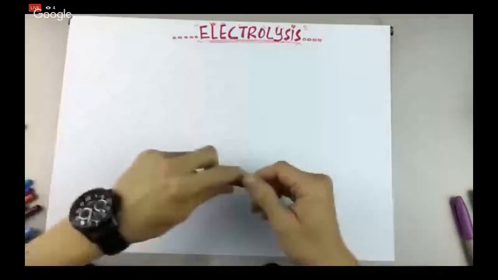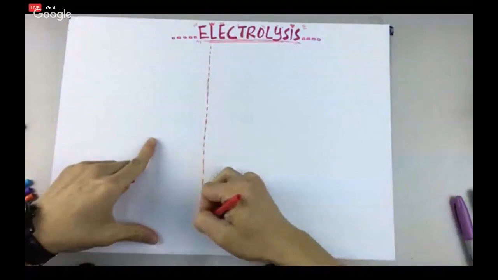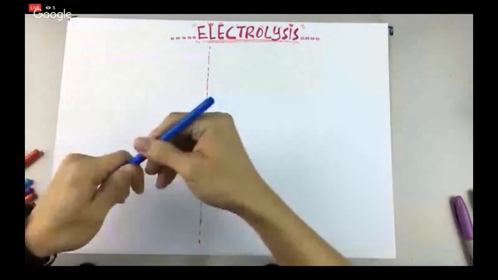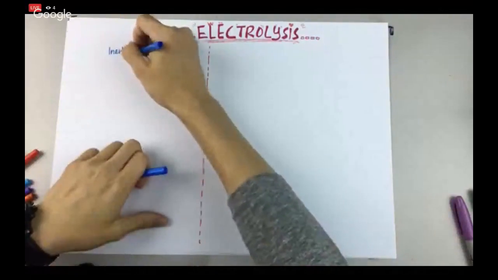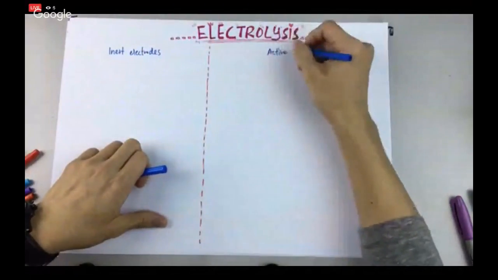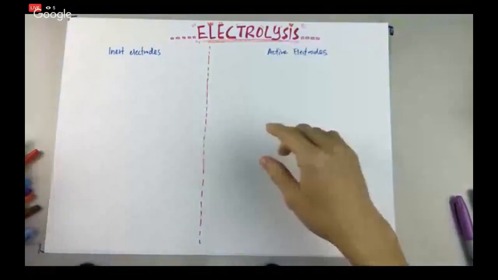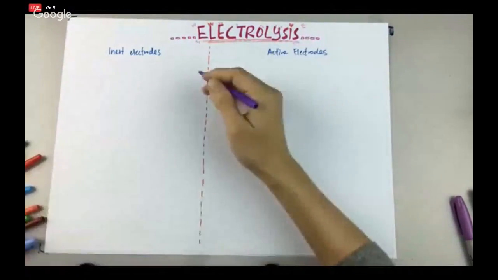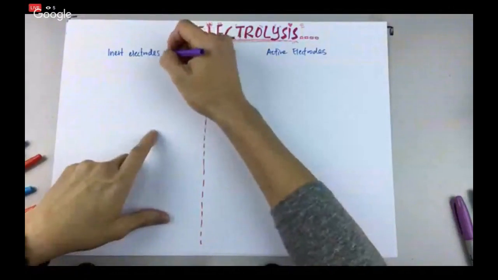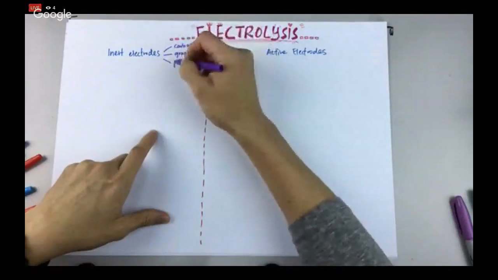The first one is with inert electrodes. The next example is with active electrodes. We know that inert electrodes are unreactive, which means they will not react with the electrolyte itself. Examples of inert electrodes, basically there are three: carbon, graphite, and platinum. These three are inert electrodes. Examples of active electrodes are all metals.